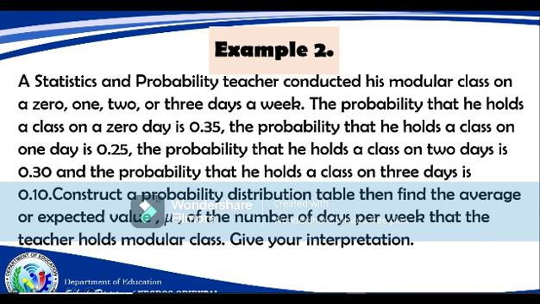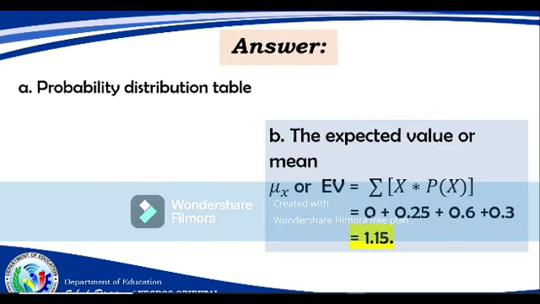Now construct a probability distribution table, then find the average or expected value, which is the mean, of the number of days per week that the teacher holds modular class. Give your interpretation. Okay, so we'll have this probability distribution table. We'll start with a table.